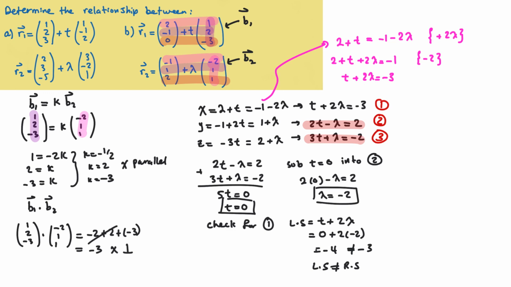So therefore, since we know that they're not parallel and they're not intersecting, this means that they are therefore not intersecting. And since they're not parallel and not intersecting, therefore the lines are skew.